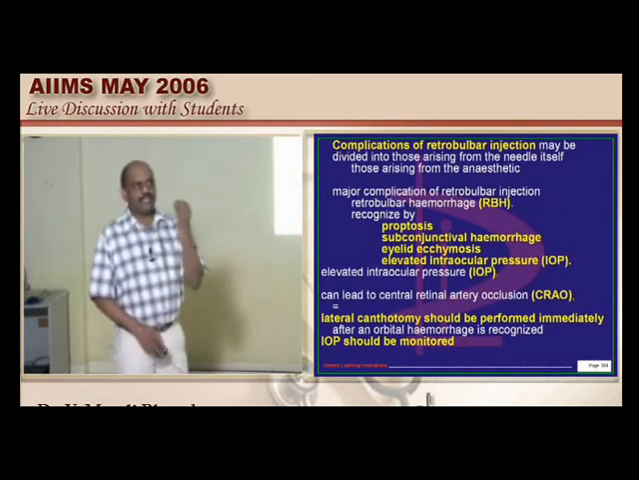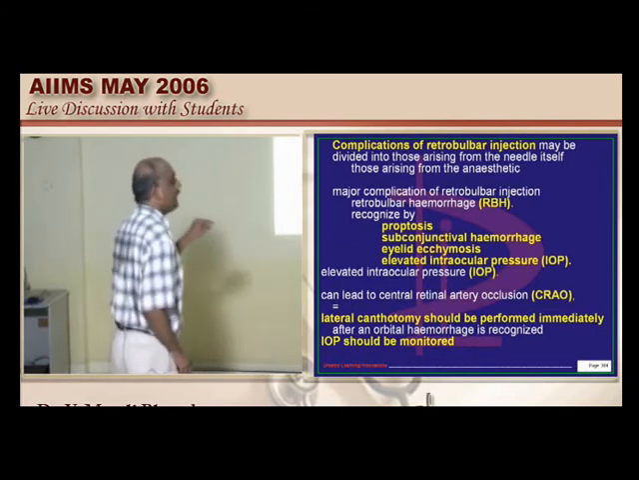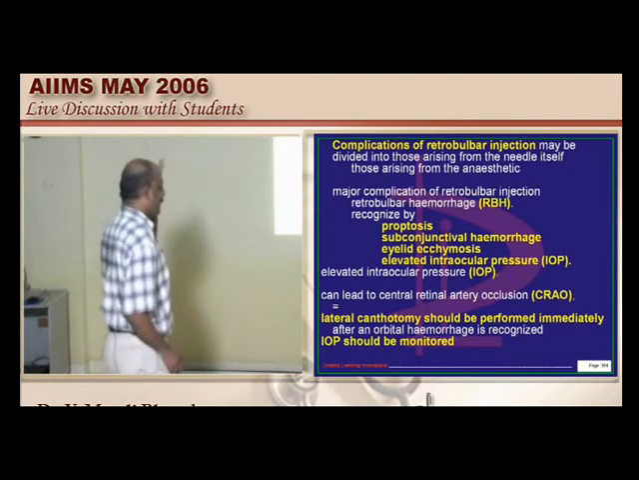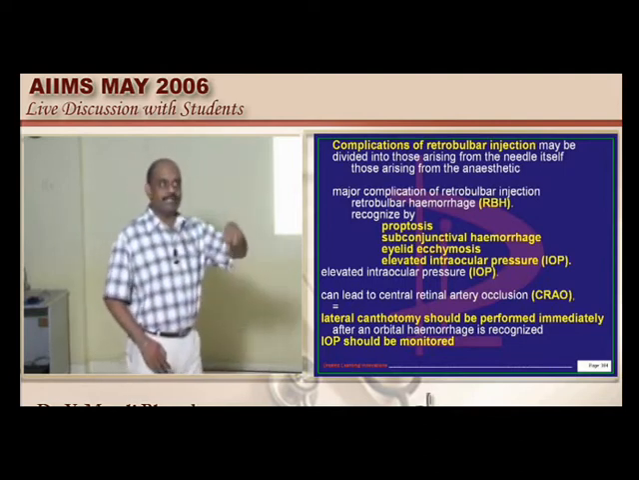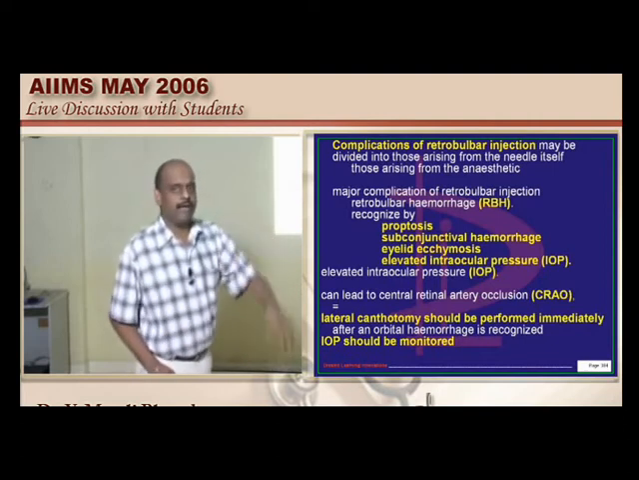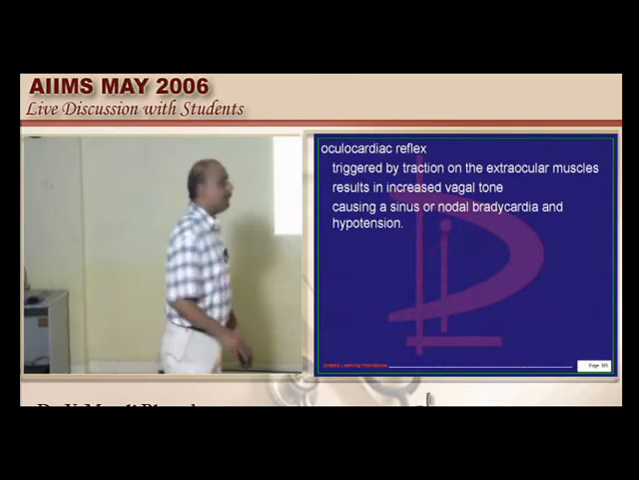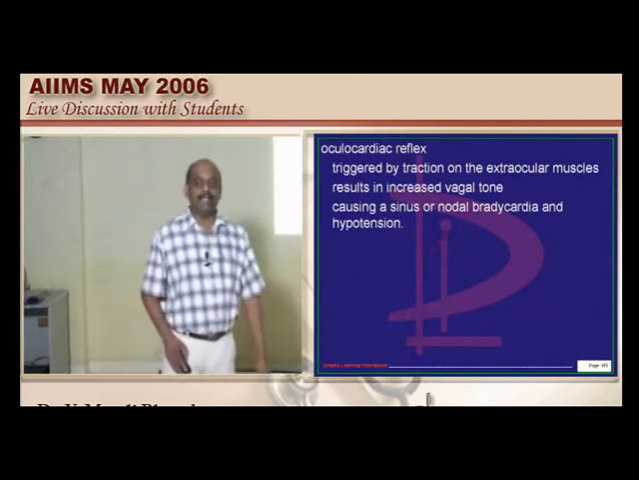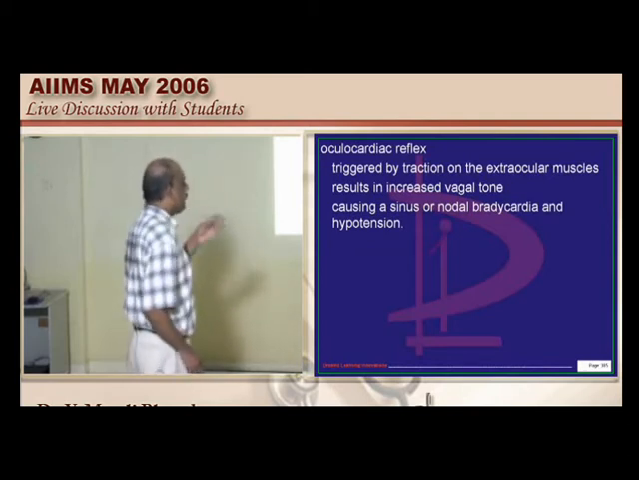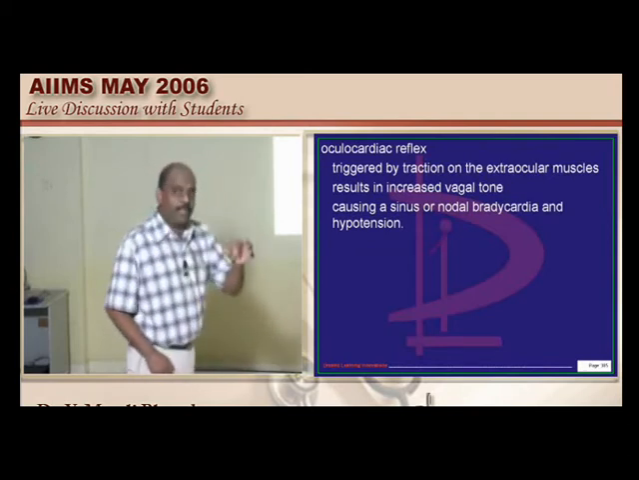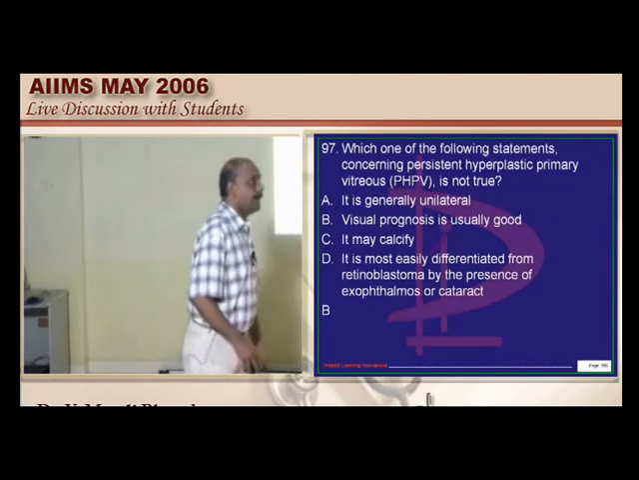But some complications you also need to know as a future anesthetist. Proptosis, subconjunctival hemorrhage, eyelid ecchymosis, elevated IOP, they all can become important complications of this retrobulbar injection, which need to be remembered. Another important peculiar problem with the retrobulbar injection is it can elicit an oculocardiac reflex. Because of that there is an increased vagal tone and there is bradycardia and hypotension, which can become further complications. Let's go to the next question.